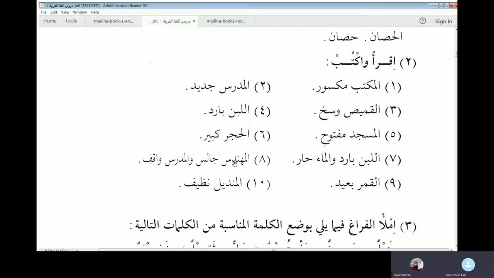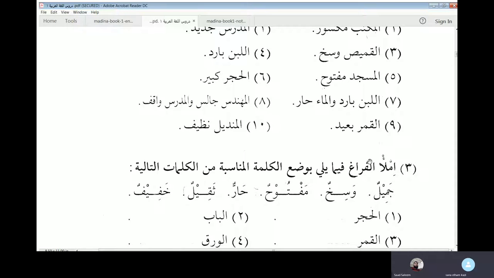Al-muhandisu jalisun. Al-muhandisu jalisun. Wal-mudarrisu waqifun. The teacher is sitting. And the student is standing. No. Al-muhandisu, the engineer. Engineer, okay. The engineer is standing and the teacher is sitting. And the teacher is standing.